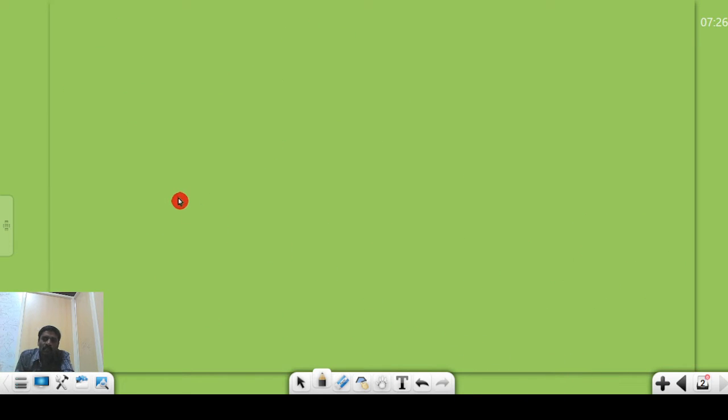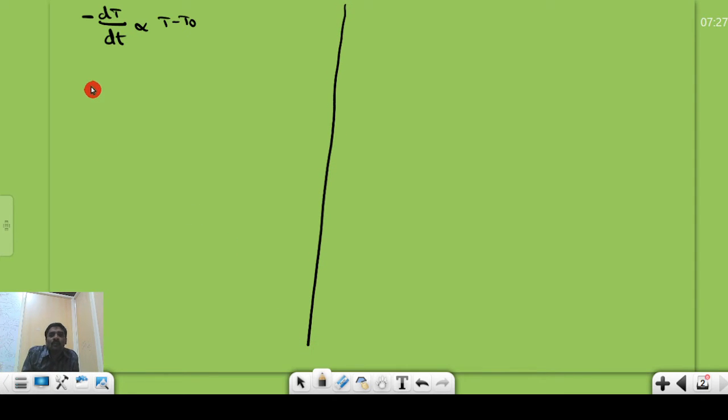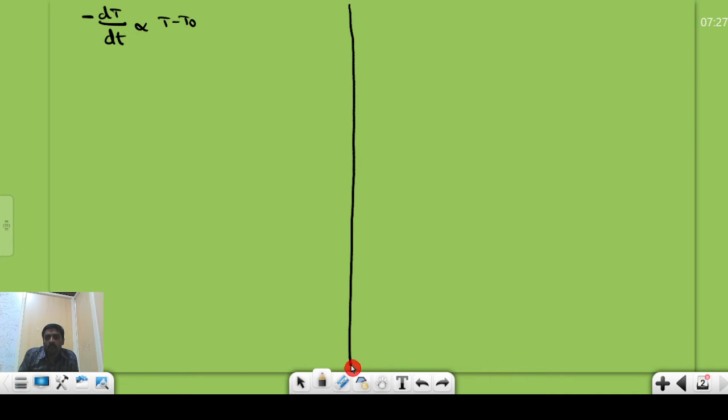Now let me go to another board. So what we derived in the last concept is minus dT divided by small dt is directly proportional to T minus T naught. This is the formula we arrived at. Now, to remove the proportionality sign, we need to introduce a proportionality constant k into T minus T naught.